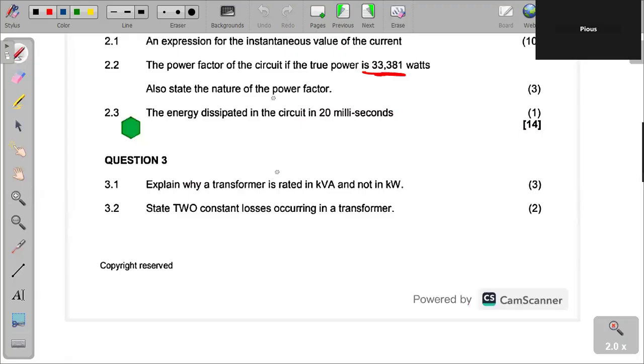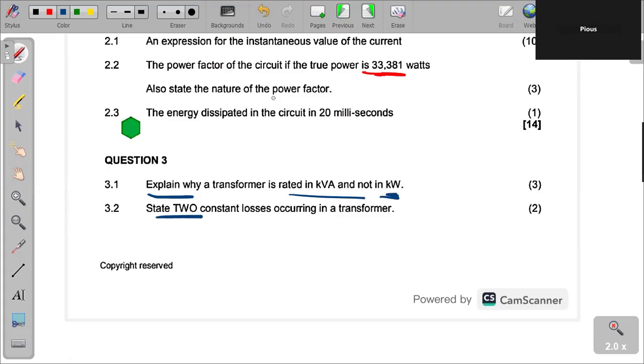It is all because constant losses, which are the iron losses occurring in the transformer, are voltage dependent. And variable losses, which are often copper losses, are current dependent. Therefore, the total losses depend on the volt-ampere, which is VA, and not on the phase angle between the voltage and current. That's why we rate transformers in kVA. It's very important to note that.